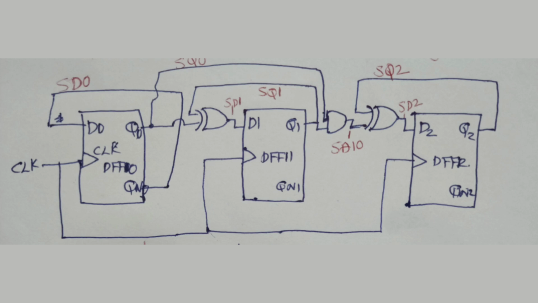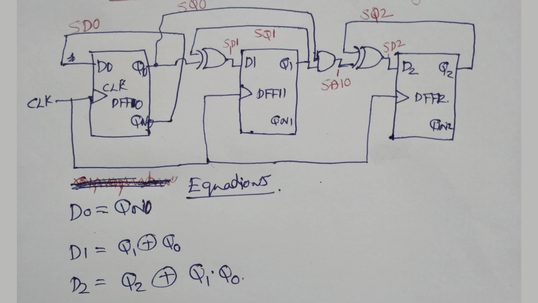As far as deriving the expressions of D0, D1 and D2, that is the D inputs of the 3 flip-flops, are concerned, we should either go for K-map or Boolean algebra reduction techniques. Anyway, we may get the expressions as D0 equal to Q0 bar, D1 equal to Q1 XOR Q0, and finally D2 equal to Q2 XOR with Q1 and Q0.